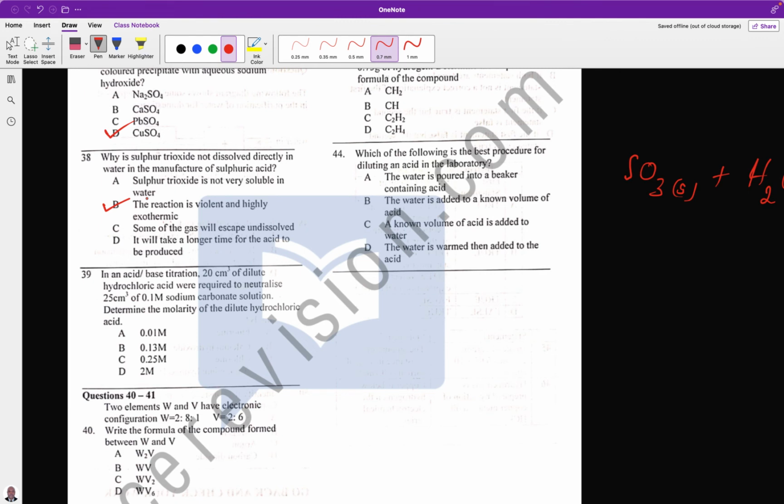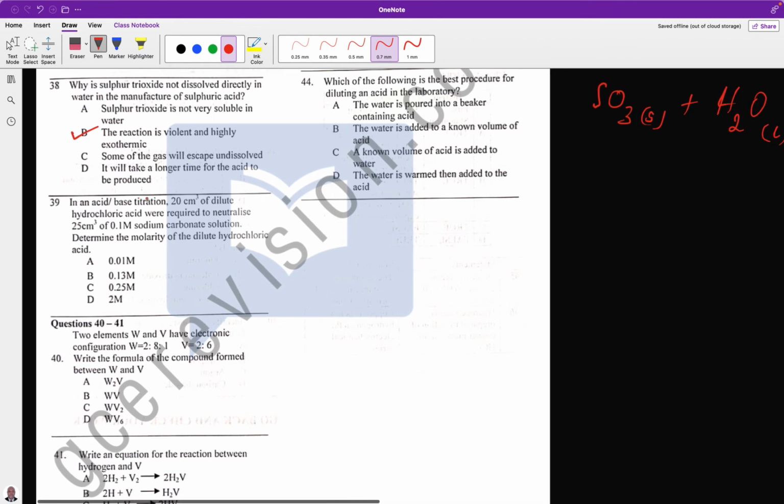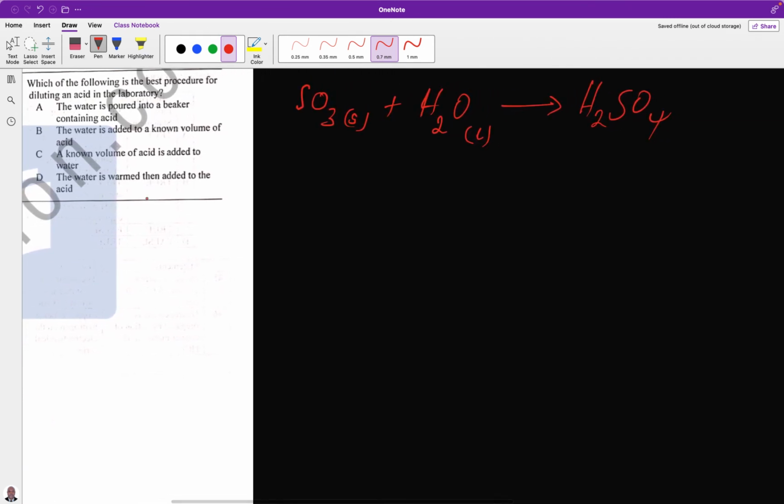Question number 39. In an acid-base titration, 20 cm³ of dilute hydrochloric acid were required to neutralize 25 cm³ of 0.1 molar sodium carbonate solution. Determine the molarity of the dilute hydrochloric acid. It is very simple. Everything regarding the acid and the base has been given, but only the molarity of the acid has not been given. There is a formula we can use in calculating this.